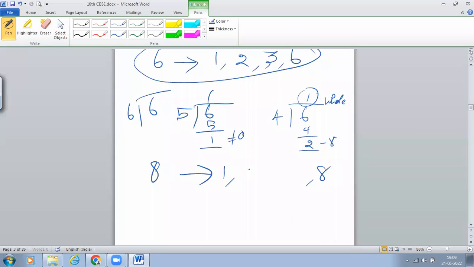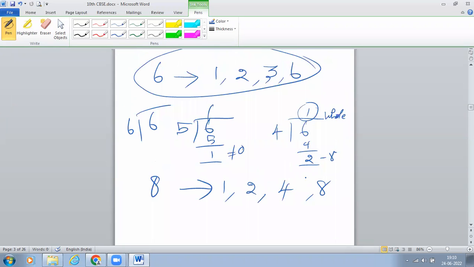Apart from 1 and 8, what are the factors of 8? 2 and 4. Very good. So see here, 8 has 4 factors. 8 has how many factors? 4 factors. Now please tell me, what are the common factors of 6 and 8?